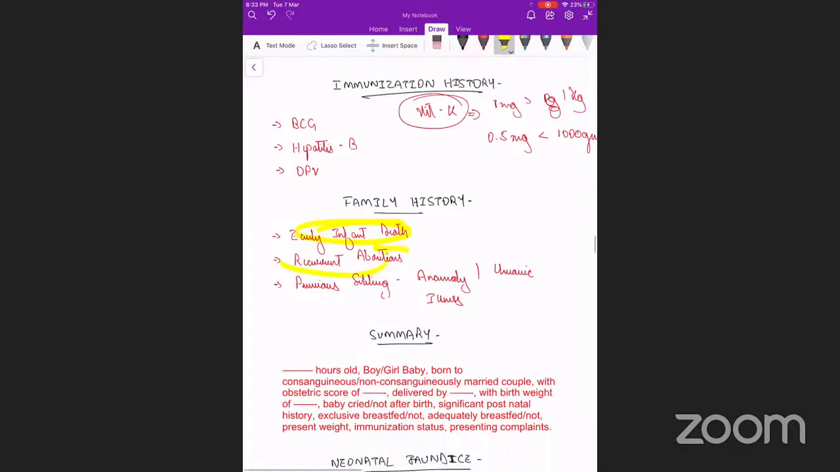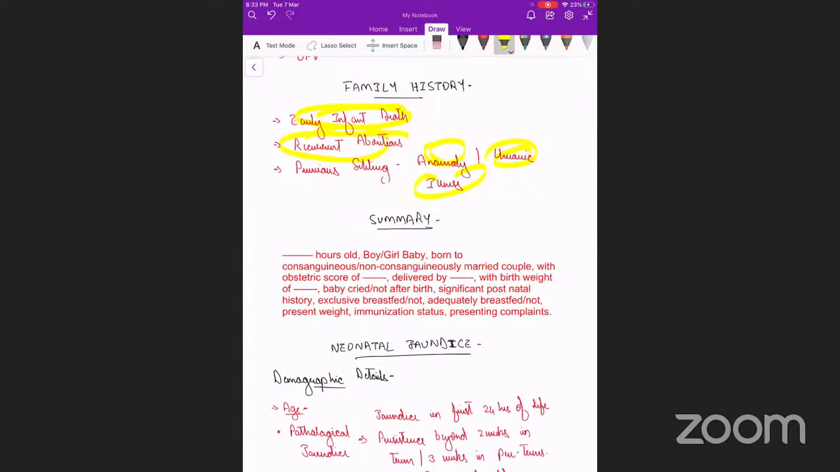Okay, whether there is history of recurrent abortions, and previous siblings, if there were any anomalies present, and whether any chronic illness was present. That will become important. So finally, you summarize it. How do we summarize it?